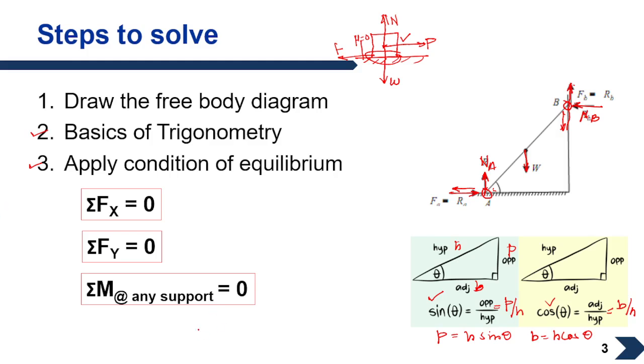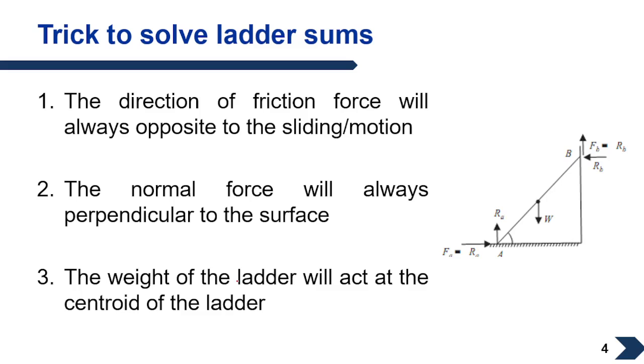Now here you have to understand that at any support, which means here we have support A and we have support B, the moment will be 0 either at A or at B. It will not be 0 at this point. Suppose this is C, it will not be 0 at C. So this you have to keep in mind and take care of during solving the sum. Okay, so let us now see the tricks.